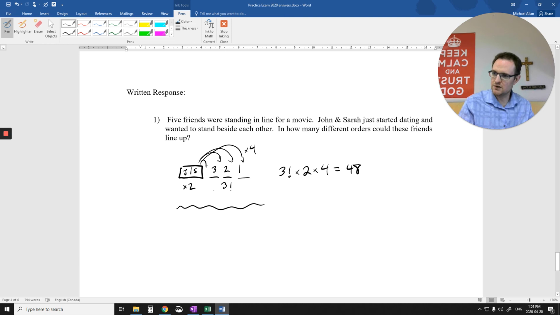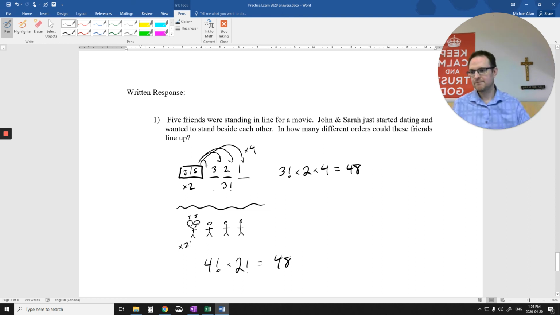You could have thought of this too. If they're stuck together like a 2-headed monster, there's John and Sarah. Then I have my 3 other friends. I could have said, okay, there's 4 things here, 4 people, 4 factorial ways of arranging them, and then there's 2 ways to rearrange the heads of the monster here. So I can say 2 factorial, or just times 2, which will also be 48. So either one of those 2 ways works out nicely for us, and you get 48.